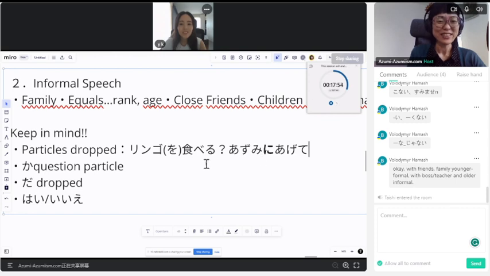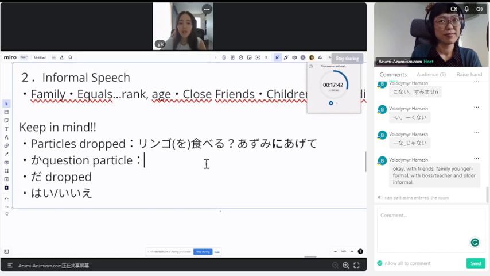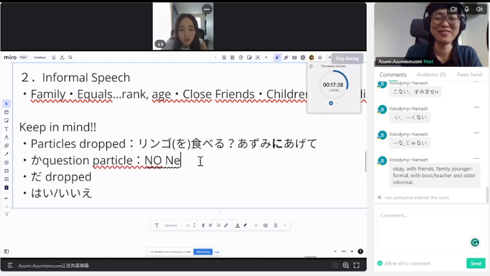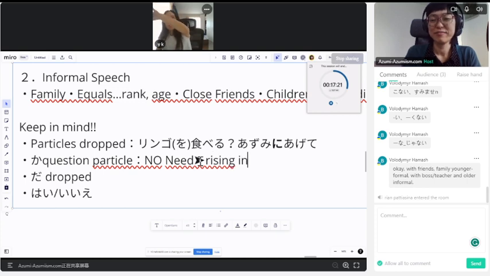Okay. So next one, the question particle ka. How do you have to treat it? We don't use the ka particle in informal speech. No need. Instead of ka, we need to change the intonation, using rising intonation at the end of the sentence.